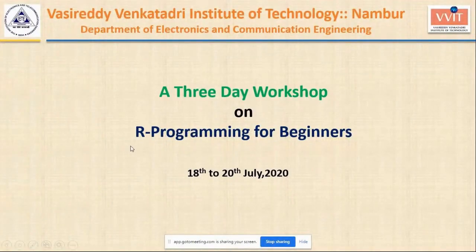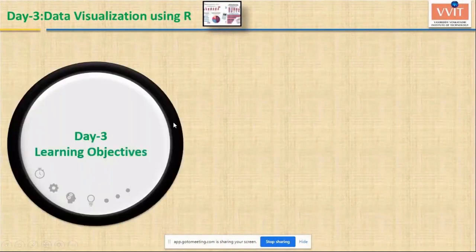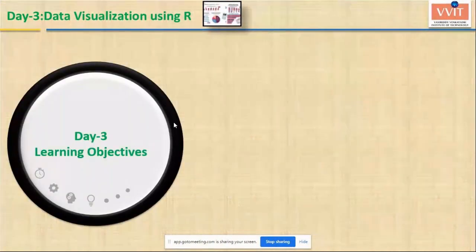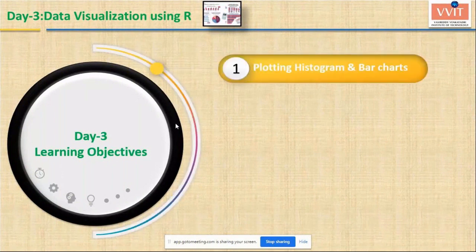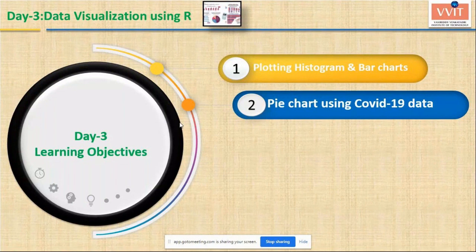The third day of our workshop on R programming for beginners. Day 3 is about data visualization using R. The learning objectives for this particular session are plotting histogram and bar charts, pie chart using COVID-19 data.